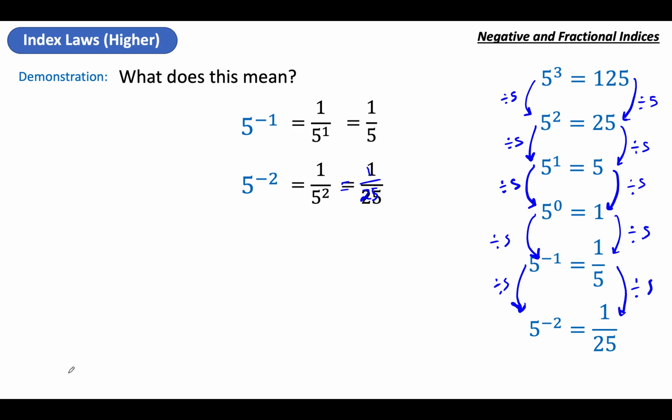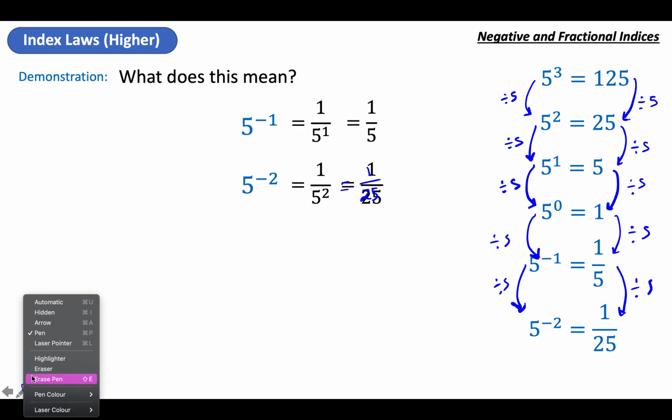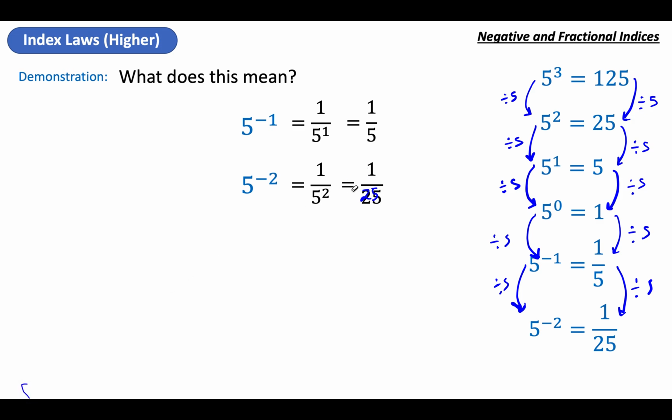Oh, I didn't realise that was there. Let's get rid of that. Let's erase that. It's a bit messy, isn't it? That's neater. Okay, and back to my pen.